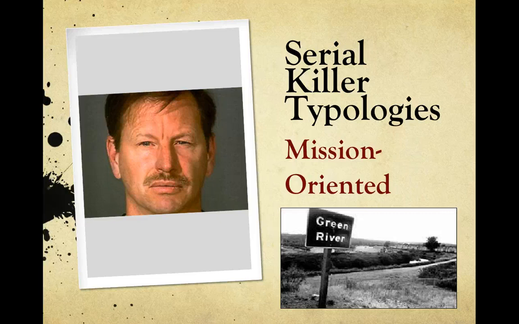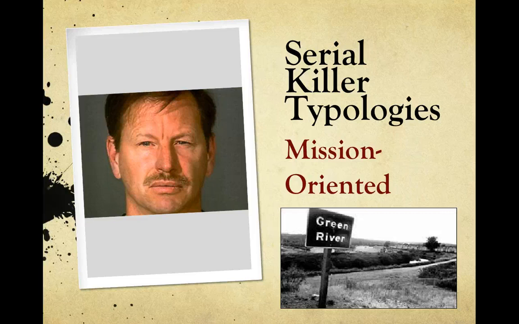One of the most infamous mission-oriented killers was the Green River Killer, who was Gary Leon Ridgway. He was convicted of 49 separate murders and confessed to nearly double that number. He murdered numerous women and girls, most of whom were alleged prostitutes, in Washington during the 1980s and 1990s. He earned his nickname when the first 5 victims were found in the Green River.